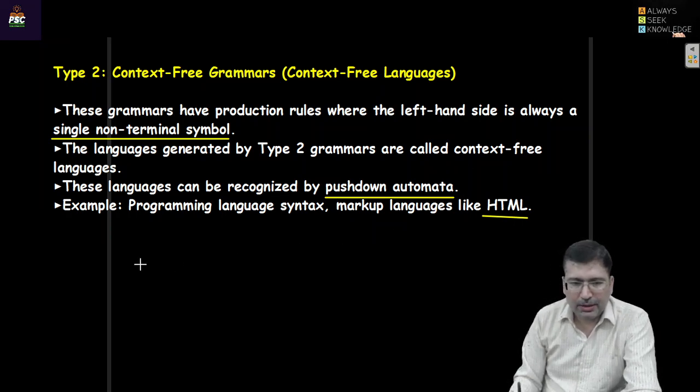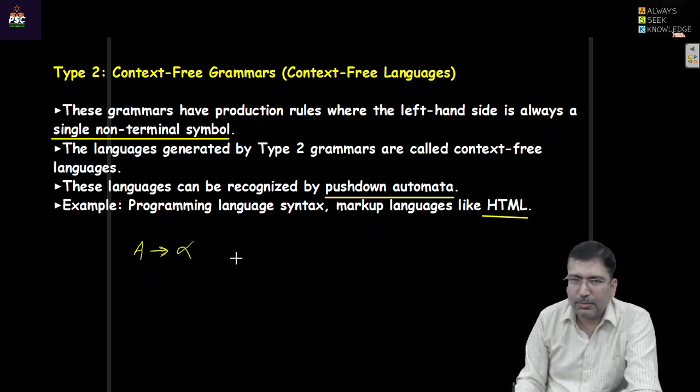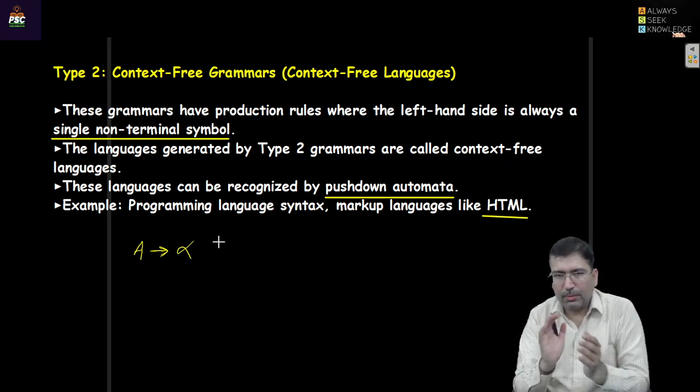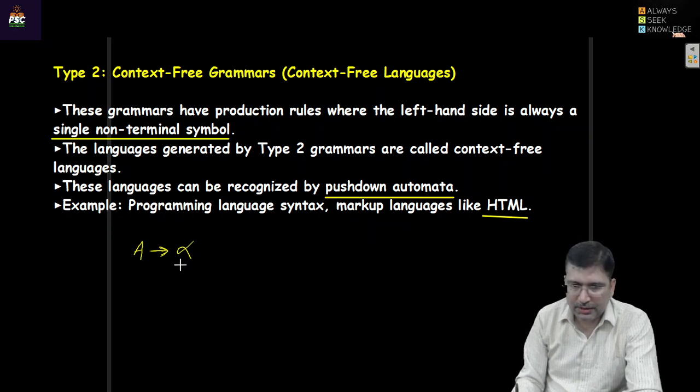So in context free grammar, if I conclude, the left hand side can be a single non-terminal. Let's say I'm considering A as a non-terminal. A can derive, but on this side there's no restriction. It can generate any alpha, and alpha can be any combination of terminals and non-terminals up to any length. So there is no restriction at the right hand side, but there has to be a single non-terminal at the left hand side.